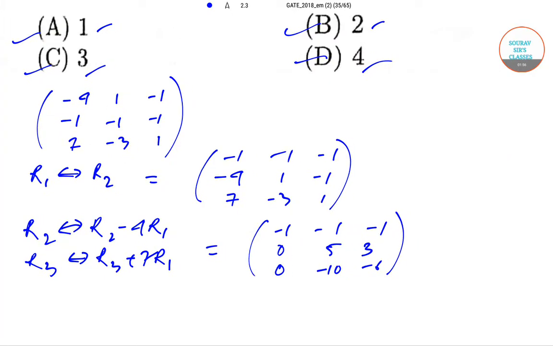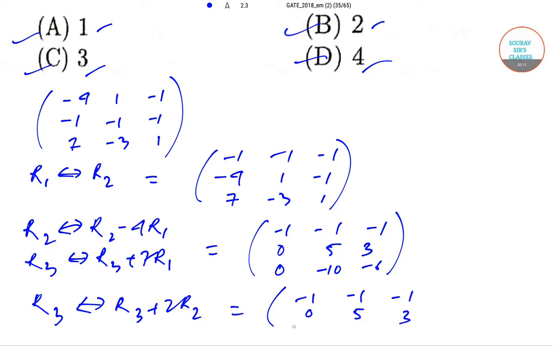Next we'll write down the matrix with R3 written as R3 plus twice of R2. So this will give us [-1 -1 -1; 0 5 3; 0 0 0].